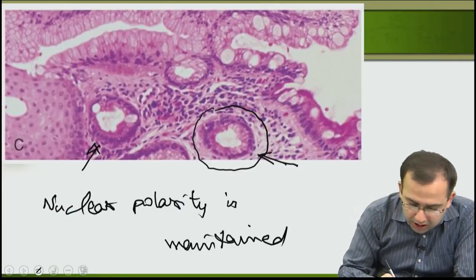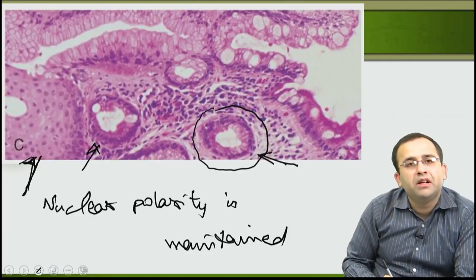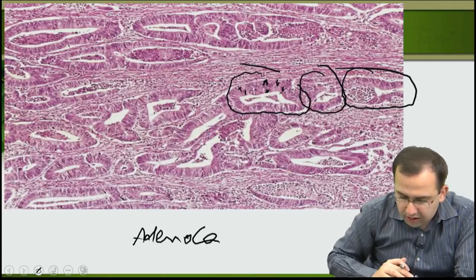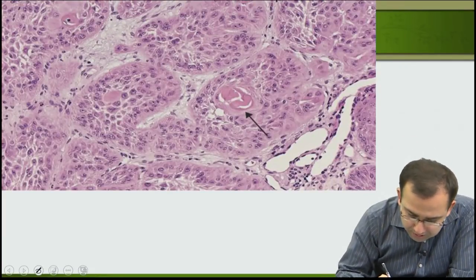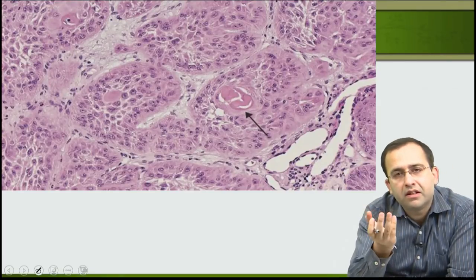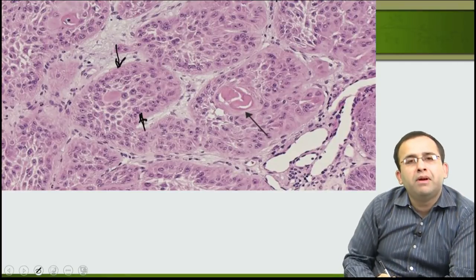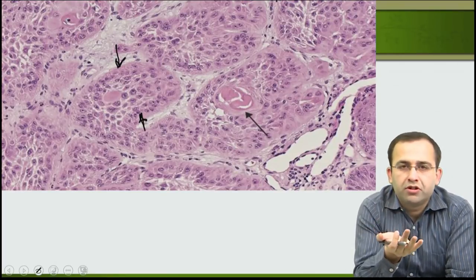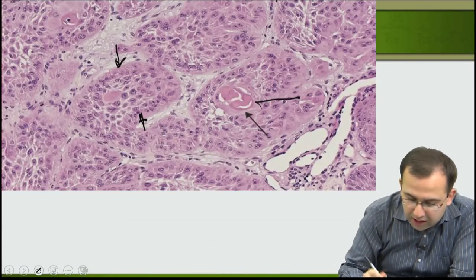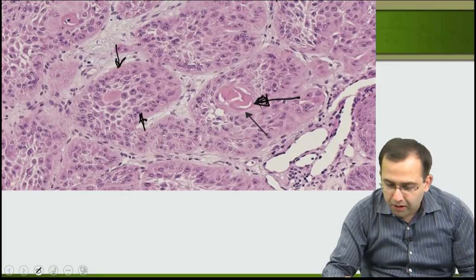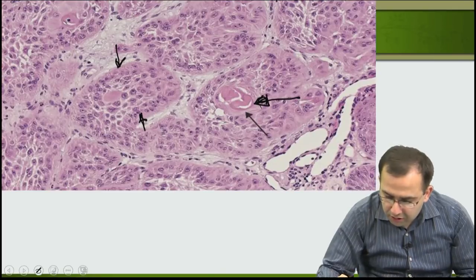Next. Now look at the normal squamous epithelium. This is what the squamous epithelium looks like. And look at this slide. What this shows us is a malignancy. How do I know it is a malignancy? Because we have the presence of cells in clusters with prominent nucleoli. It is a malignancy of squamous origin. Squamous cell carcinoma with presence of a keratin pearl. So this is what squamous cell carcinoma and adenocarcinoma looks like.